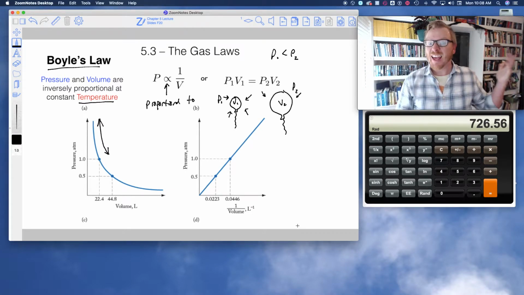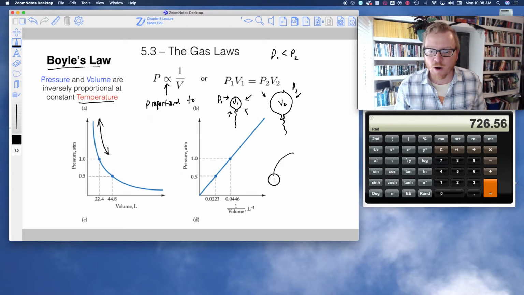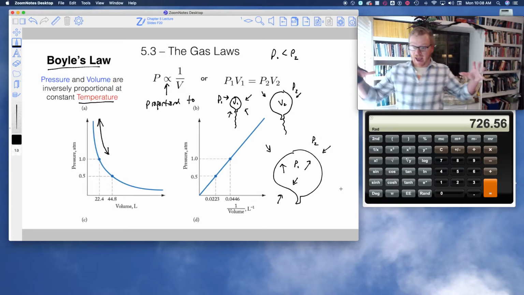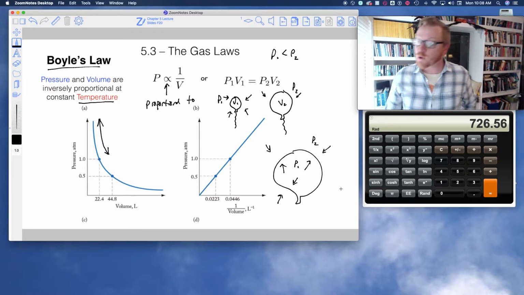And really the reason for that, what's going on, is because there are also molecules in the balloon pushing the balloon out, right? So if this is like my P1 and this is my P2, eventually they want to have an equal force onto each other, right?